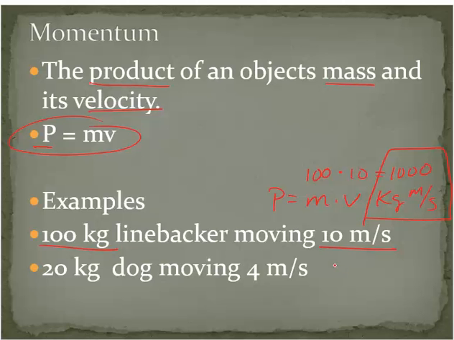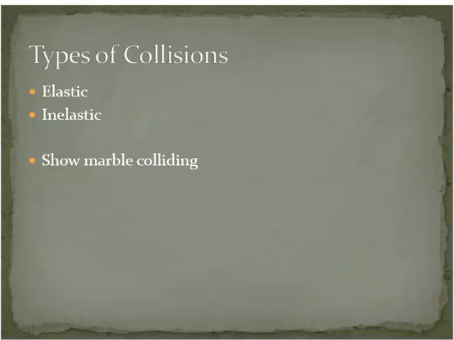In this one, we're supposed to find the momentum of a 20 kilogram dog moving 4 meters per second. Well, his mass is 20, his velocity is 4, so his momentum is 80 kilogram meters per second. That's momentum, people. Okay. Momentum is used in collisions.